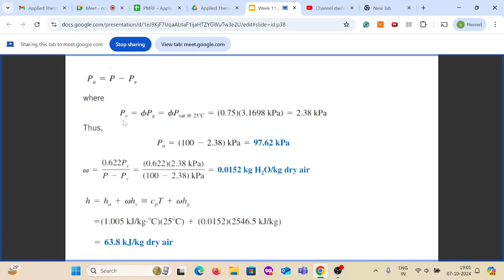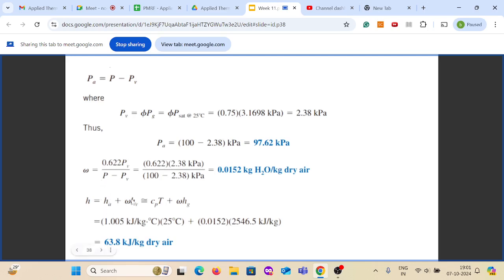So this is what, as I told, we have: finding out the vapor pressure or partial pressure of water in air, which is 5 into saturated pressure, so that gives you 2.38 kilopascal. So your partial pressure of dry air is 97.62 kilopascal. Using this we can find out specific humidity, 0.62 PV by P minus PV. It will give you 0.0152 kg of water vapor per kg of dry air.